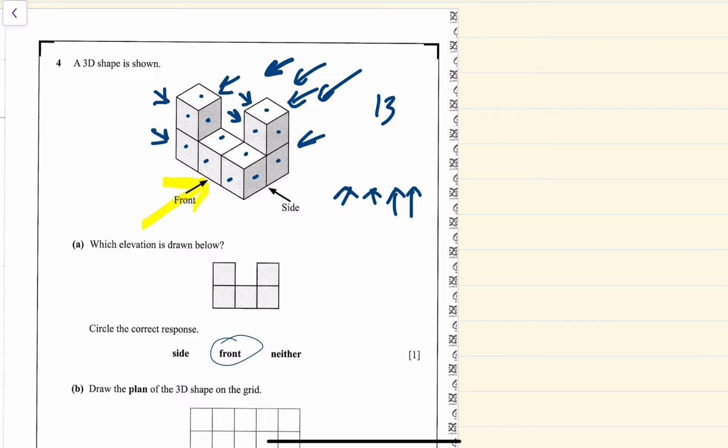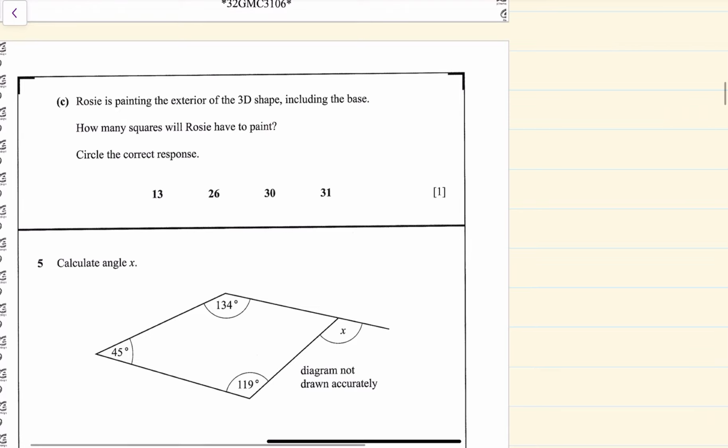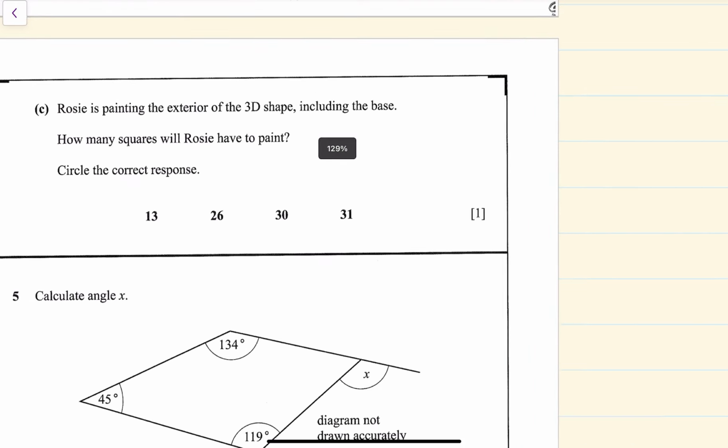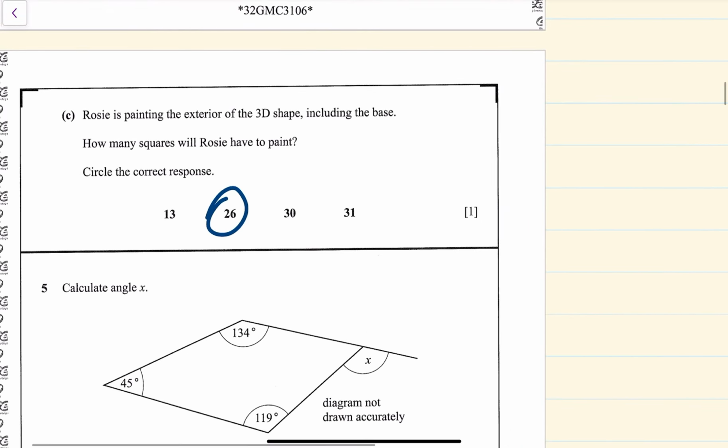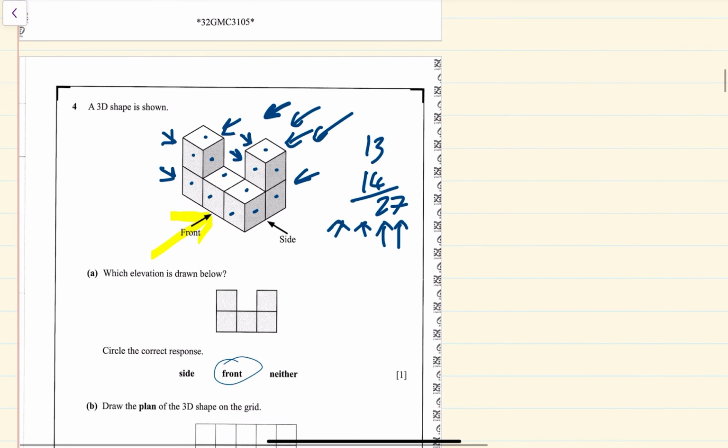1, 2, 3, 4, 5, 6, 7, 8, 9, 10, 11, 12, 13, 14. Let me just check. 1, 2, 3, 4, 5, 6, 7, 8, 9, 10, 11, 12, 13, 14. So I think I've got a total of 27 there. I must be wrong because it was 26. Where have I gone wrong here? I have gone wrong somewhere.